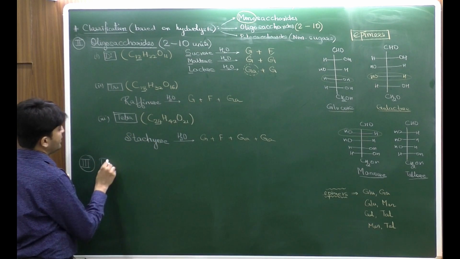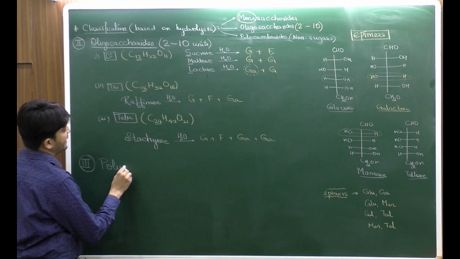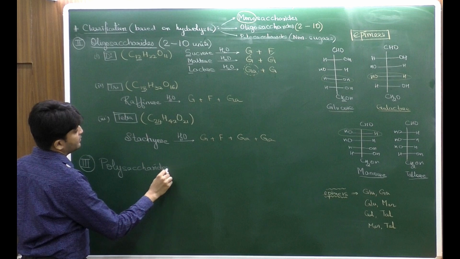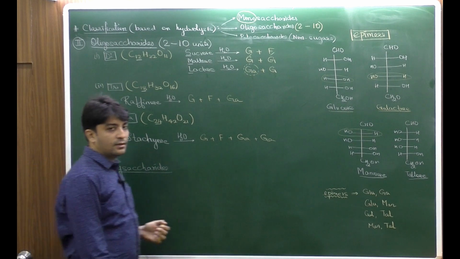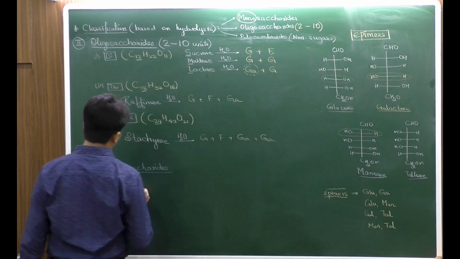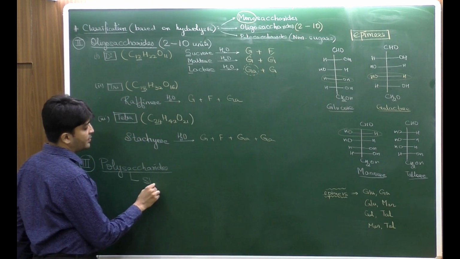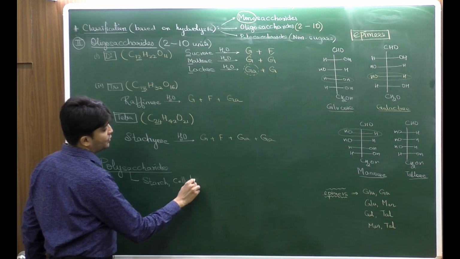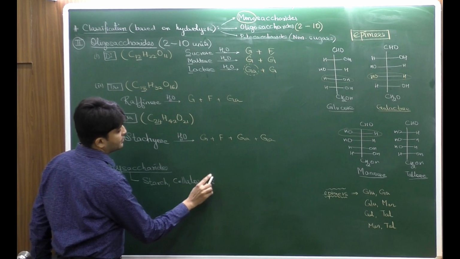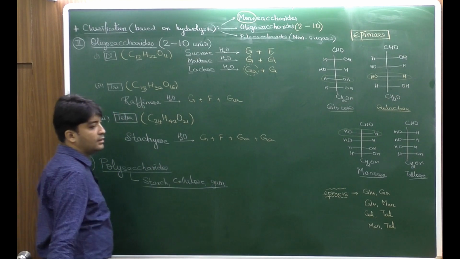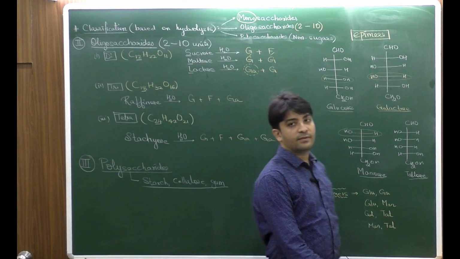polysaccharides. Polysaccharides are those which will give you many units of monosaccharides, minimum 11 and 11 onwards. Okay? The examples of polysaccharides, which are also named non-sugars, are starch, cellulose, gum. These are all examples of polysaccharides.